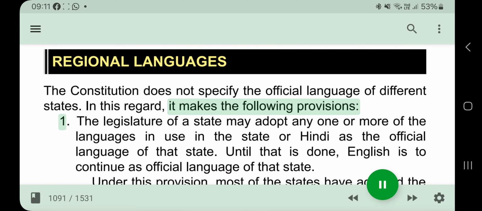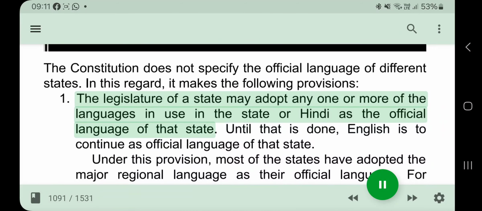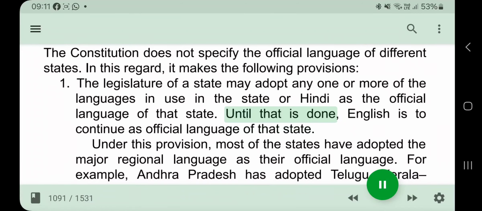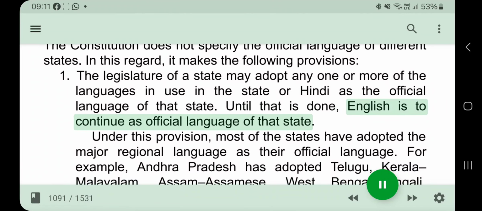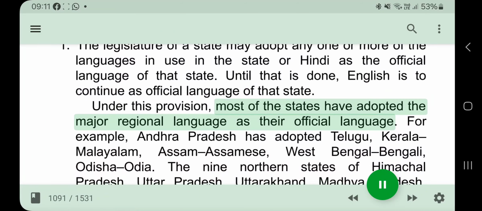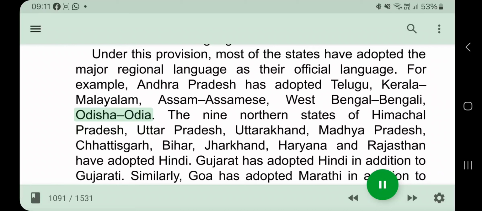In this regard, it makes the following provisions. 1. The legislature of a state may adopt any one or more of the languages in use in the state or Hindi as the official language of that state. Until that is done, English is to continue as the official language of that state. Under this provision, most of the states have adopted the major regional language as their official language. For example, Andhra Pradesh has adopted Telugu, Kerala Malayalam, Assam Assamese, West Bengal Bengali, Odisha Odia.